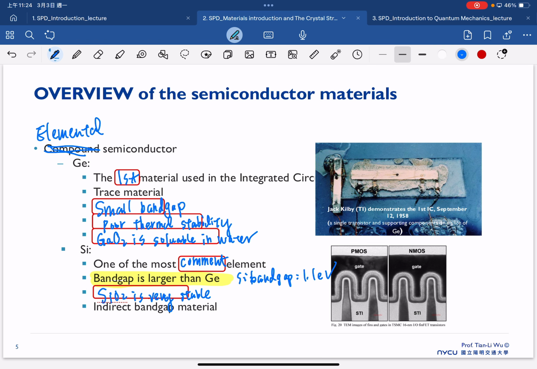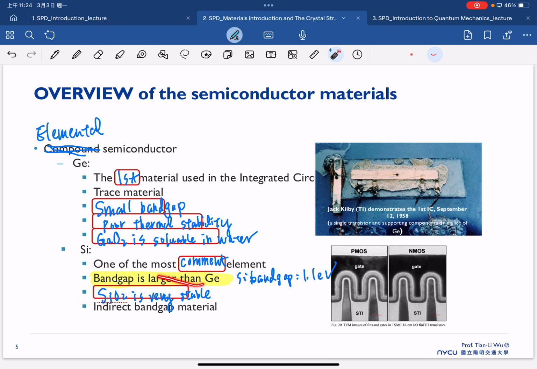So, we consider all these properties. That's why silicon has become the main dominating material for semiconductors, because it's one of the most common elements in the world, so it's easy to obtain. And silicon has a large band gap, and we will later talk about what the band gap means. But sometimes larger is not always better than smaller, because germanium's band gap is way too small.